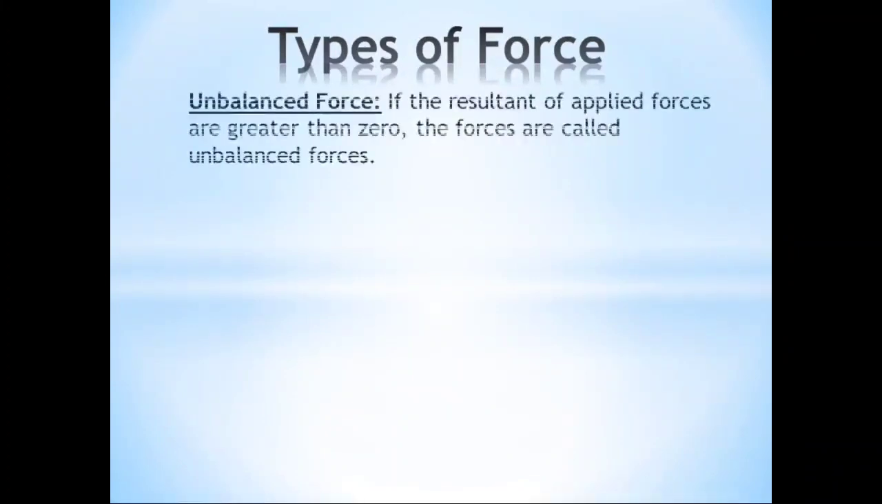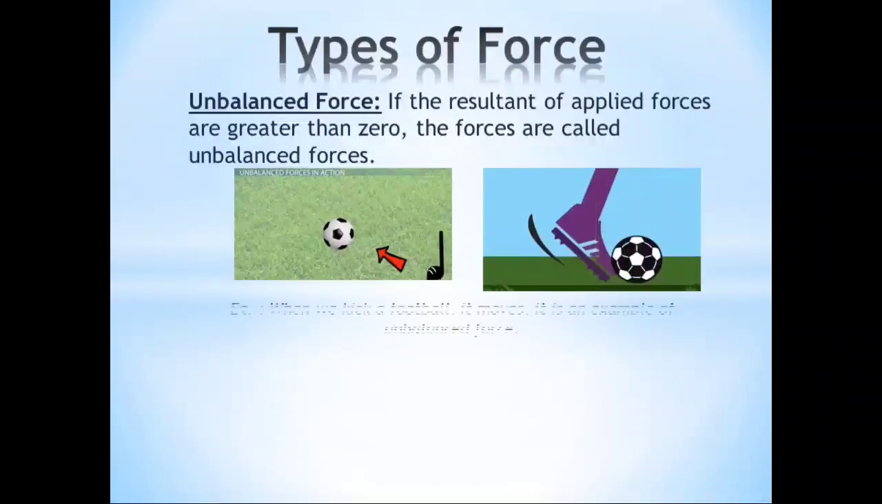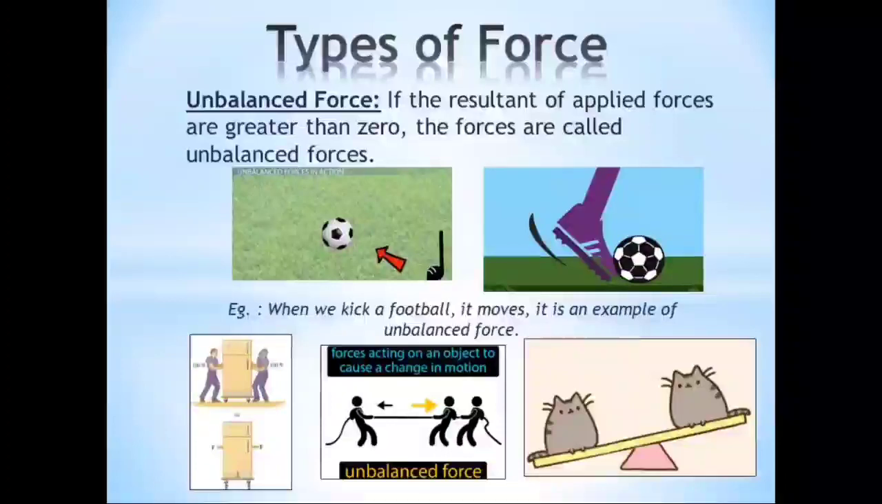Unbalanced forces. If the resultant of the applied forces is not 0, it is any value greater than 0, then the forces are called unbalanced forces. For example, when you kick a football, it moves. So it's an example of unbalanced force. So in unbalanced force, the object accelerates. So the condition in which the forces applied on an object make it accelerate is called unbalanced force.